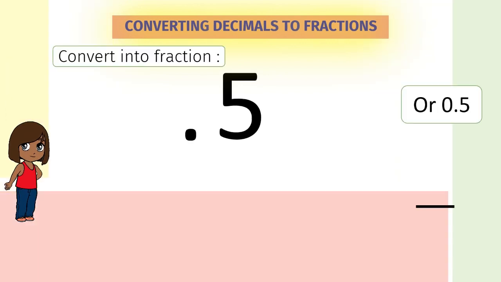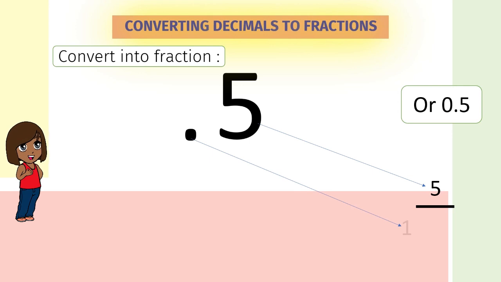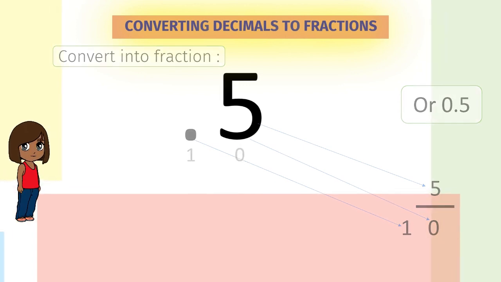Next example. Convert 0.5 to a fraction. The number with the decimal point removed is the numerator of the resulting fraction. So our numerator is 5. The denominator is 1 followed by how many zeros? Here we have 1 digit after the decimal. So the denominator will have 1 zero after 1. So the denominator will be 10. Answer is 5 by 10.